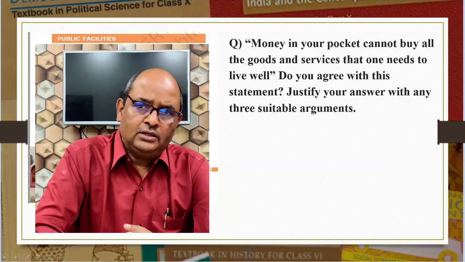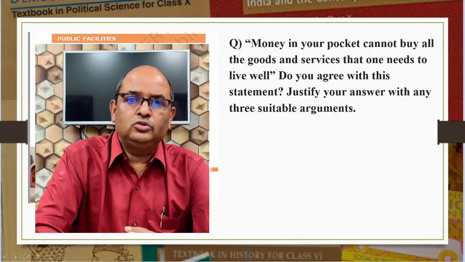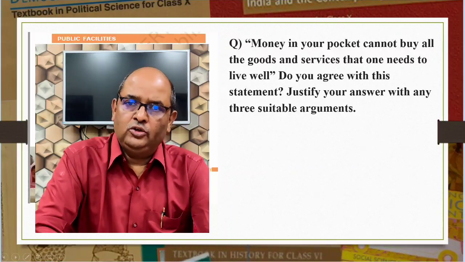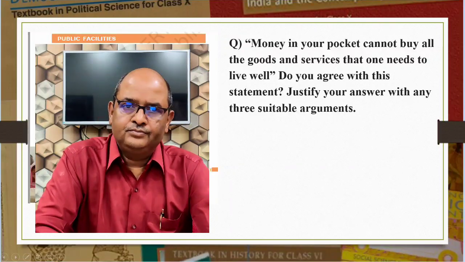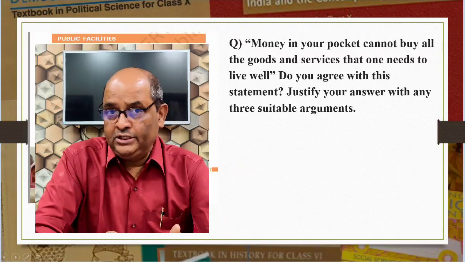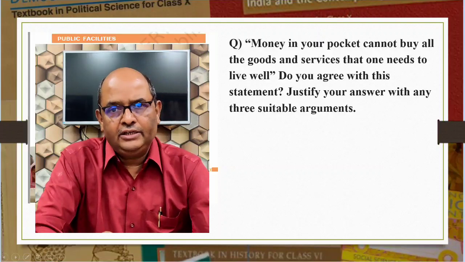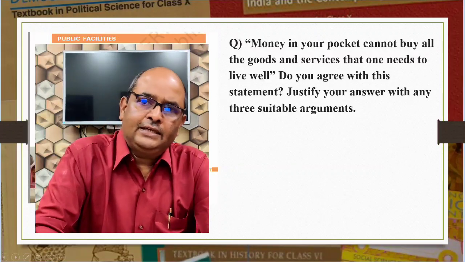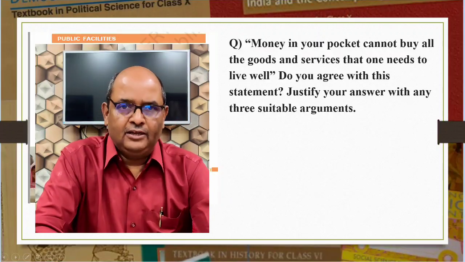Money in your pocket cannot buy all the goods and services that one needs to live well. Do you agree with this statement? Justify your answer with any 3 suitable arguments. Here you have to agree with the statement because money, income and material things alone are not an adequate indicator of a good quality of life. Money cannot buy all the goods and services one needs to live well.